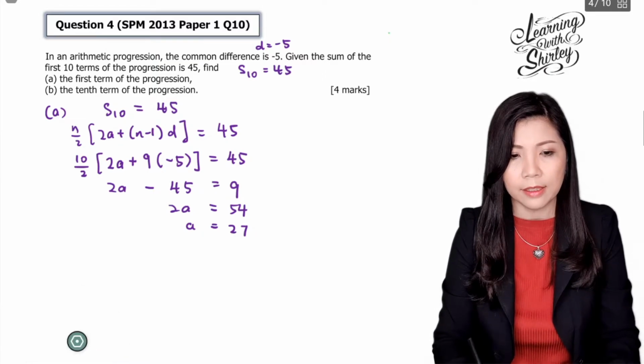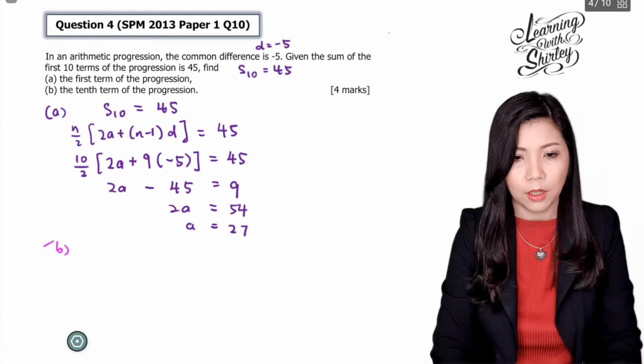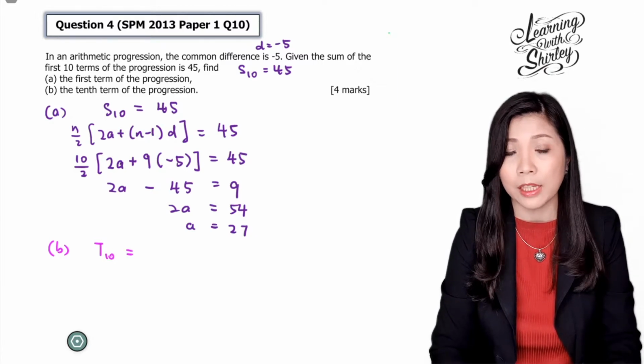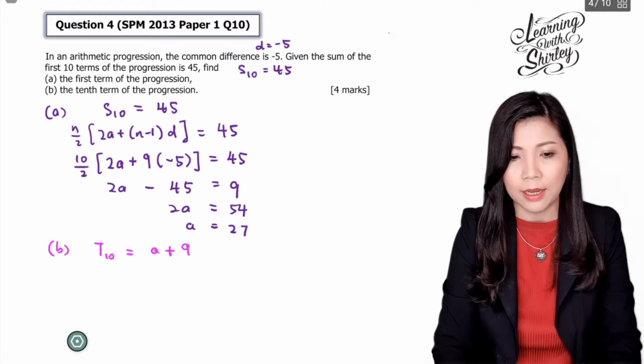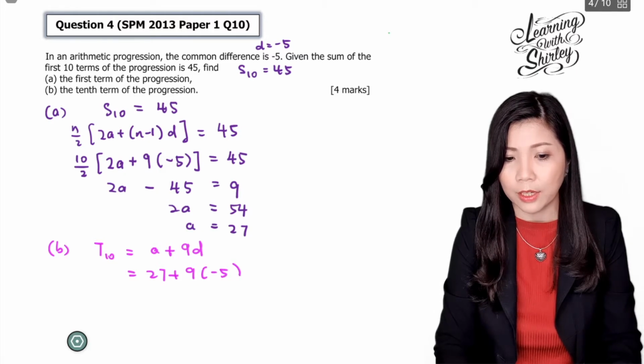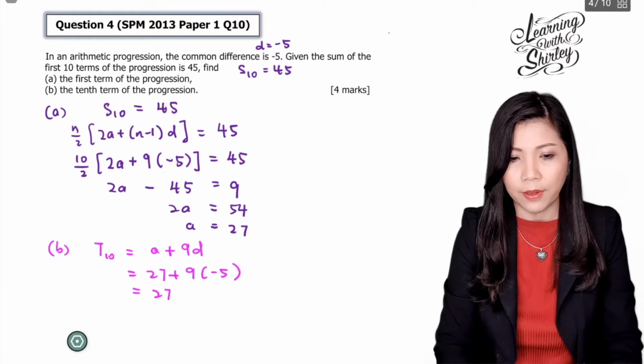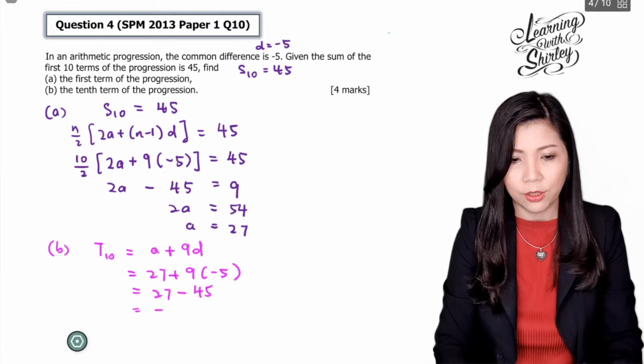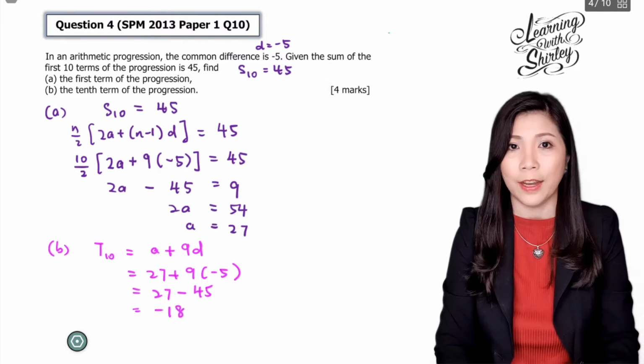Find the 10th term of the progression. Means find T10. So to find T10, I'm going to put into the formula of a plus n minus 1 d. So it becomes a plus 9d. Okay, so a is 27 and d is negative 5 as given in the question. So it's 27 minus 45. So 27 minus 45 will get negative 18. So negative 18. So that's the final answer.